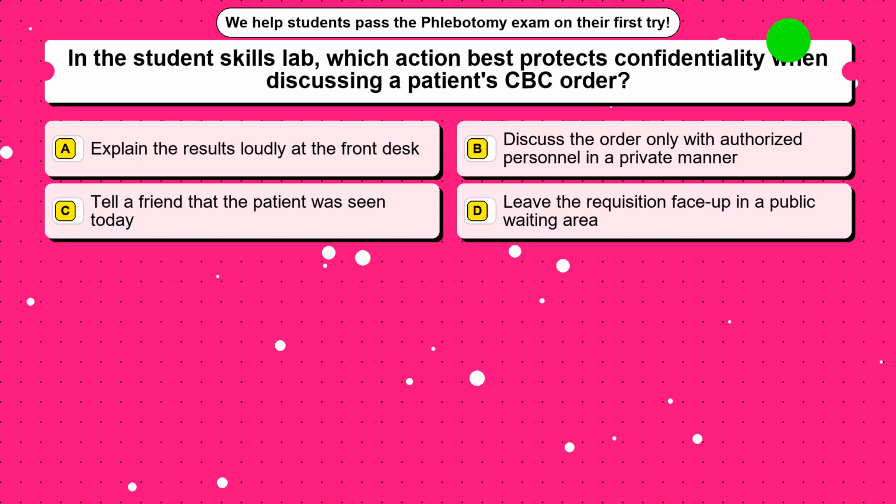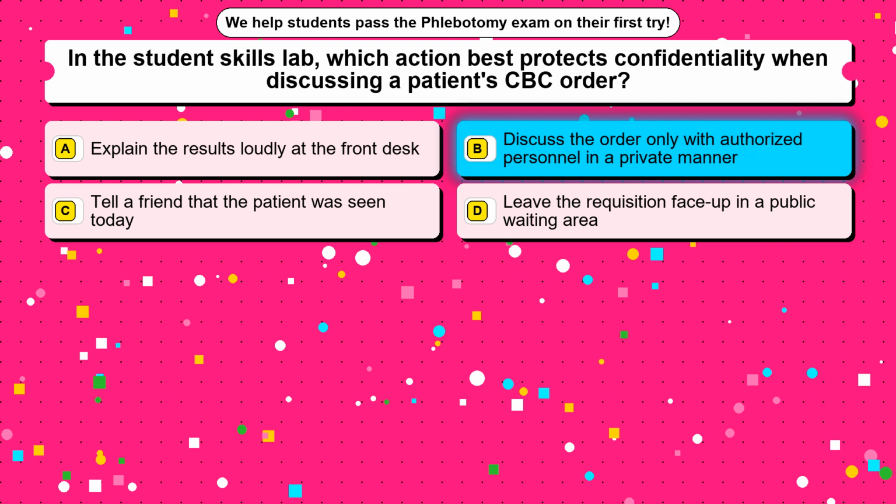Question 1. In the Student Skills Lab, which action best protects confidentiality when discussing a patient's CBC order? Option A. Explain the results loudly at the front desk. Option B. Discuss the order only with authorized personnel in a private manner. Option C. Tell a friend that the patient was seen today. Option D. Leave the requisition face up in a public waiting area.